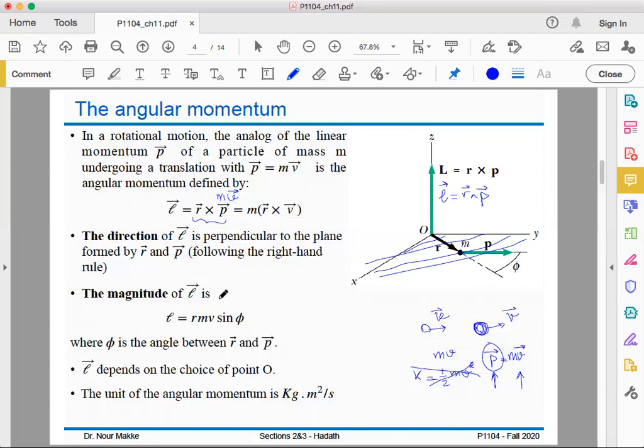So here, if we write the value of L, it is the magnitude of the first vector, which is R, and then the magnitude of the second vector, which is MV. Of course M is a scalar so it comes out, multiplied by sine of the angle between R and V, or actually P, but P already has the direction of V.